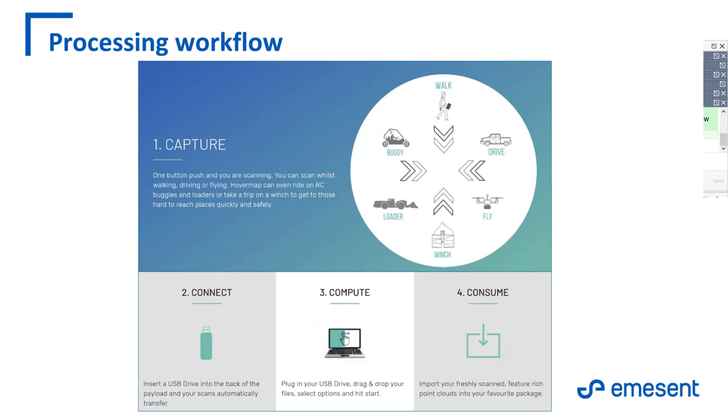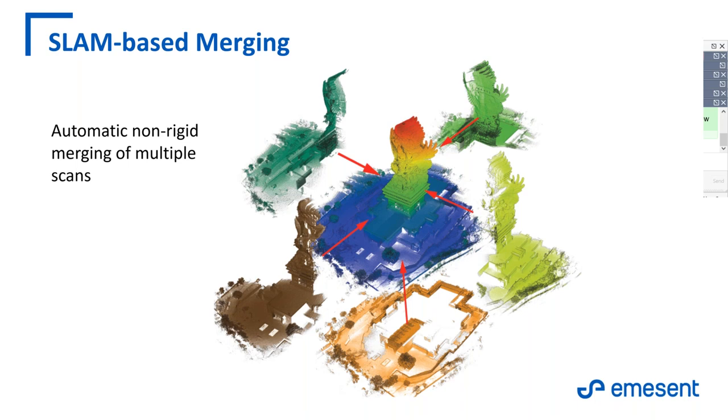One of the features, of course, of our software is automatic SLAM-based merging. As you can see from the image here, separate scans have been merged into one single scan. Provided scans have a little bit of overlap, they can be merged in a non-rigid way, and the software will optimize the fit between the data sets. The image that you see is of a statue mapped by four flights and a walking scan below.